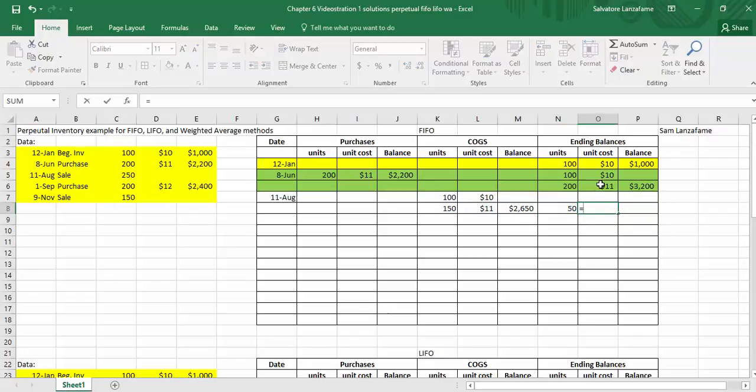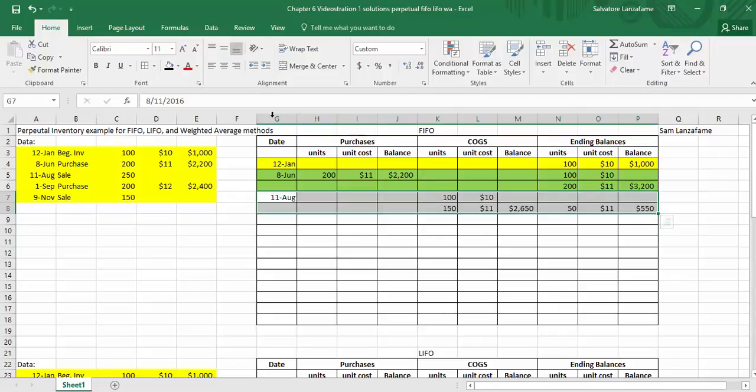The 50 are from the $11 group, and now my balance after the sale is 550. So I've got $550 worth of inventory left over, and it's made up of 50 units at $11 a piece. Let me just pick a different color for that one.